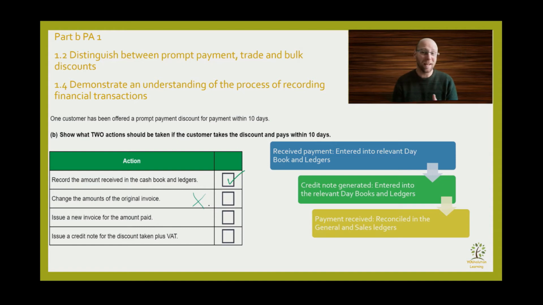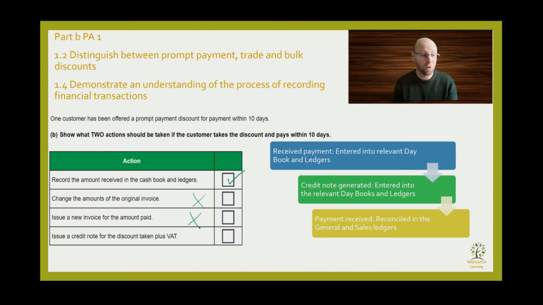Now the next one is kind of similar. It says issue a new invoice for the amount paid. Well, we don't need to do that, and it's also not in compliance with the prompt payment discount rules. The rule that the AAT use in their exams is when a discount is taken, we don't amend the invoice whatsoever, we just raise a credit note for that discount. So again, option 3, issue a new invoice for the amount paid, is absolutely not the right process to follow. So that leaves us with the last one.